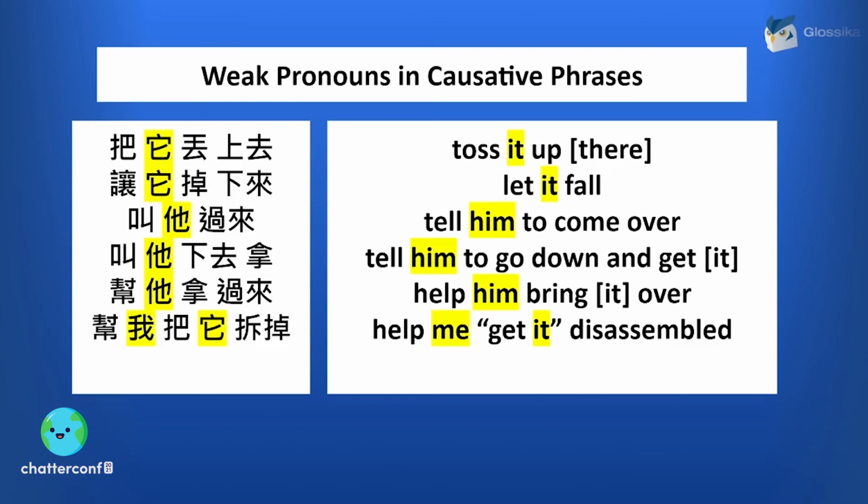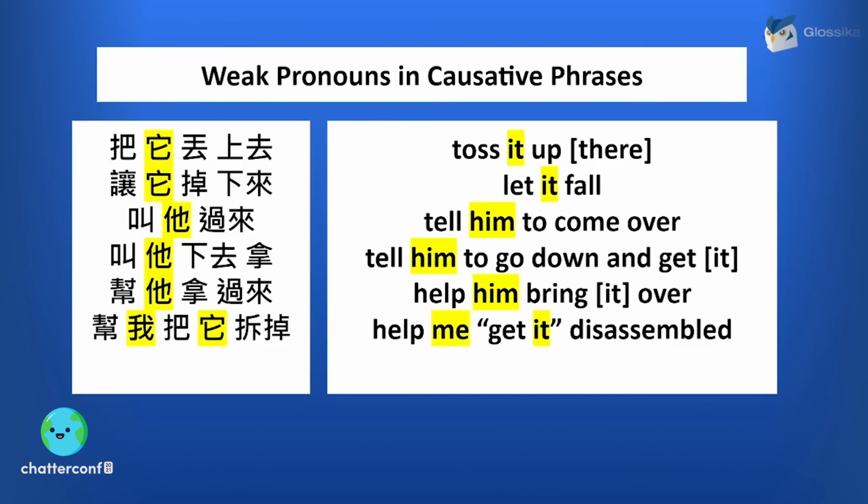把它丢上去，把它丢上去. When I say 把它, the ta here kind of loses its aspirated T sound. So it's 把它丢上去, 把它丢上去. And so this happens a lot in English as well. So it should come naturally. 让它掉下来.